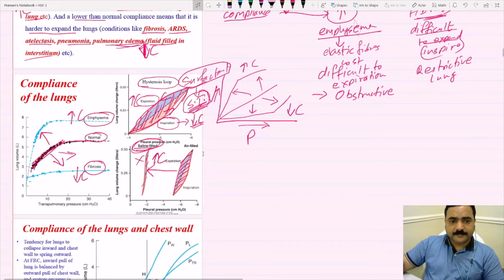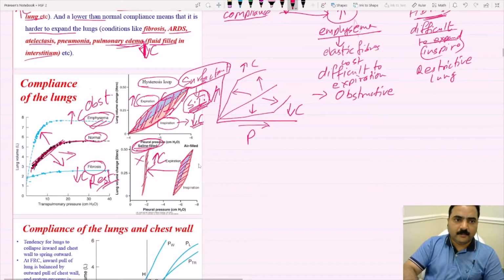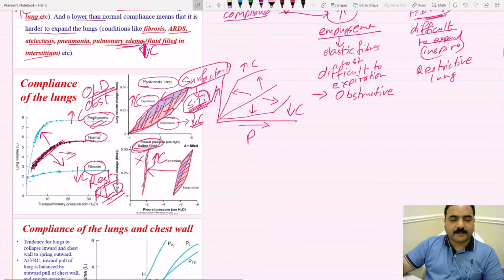Hope you understood that. Okay, so these are the major important points that you must remember about the compliance. What happens to the compliance in different disease conditions? These are the obstructive lung disorders, and this is the restrictive lung disorders. We normally refer to them as OLD, obstructive lung disorder, and RLD, restrictive lung disorder. In the restrictive lung disorder, the compliance decreases, and in obstructive lung disorder the compliance is increased, easy to expand. Okay, so that's about the compliance.